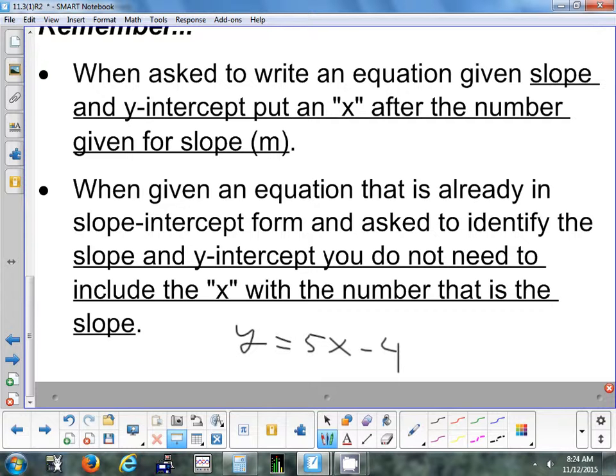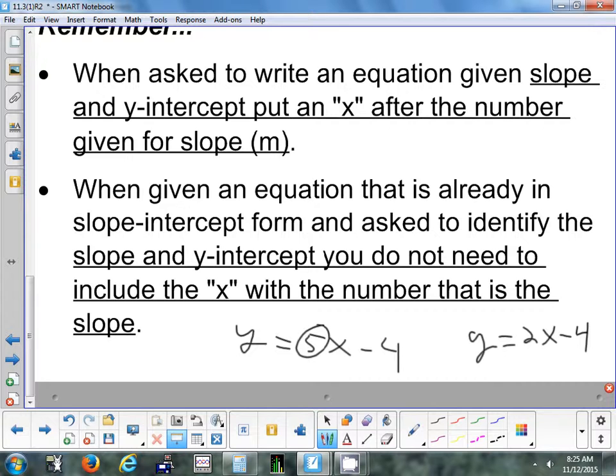Okay, if I said to you, what's the slope here? It's not 5x. The slope, you don't need to include the x when you're asked for the slope. If somebody just says, what's the slope of that, Victor? All Victor would say, if he was saying it correctly, he'd say slope is 5, not 5x. The x is just there to tell you the number in front of it is the slope. So what if I had something like that? What's the slope here? 2. Not 2x, just 2.